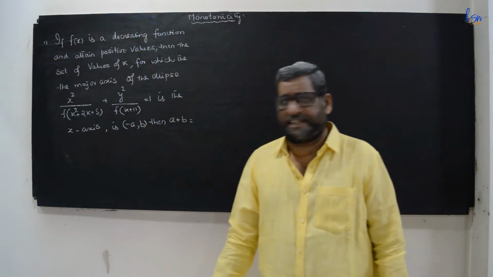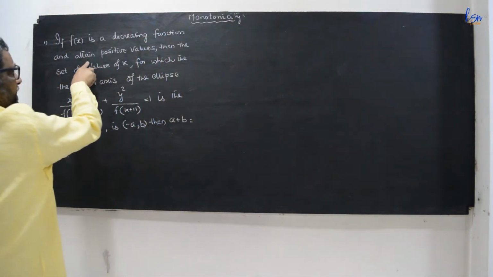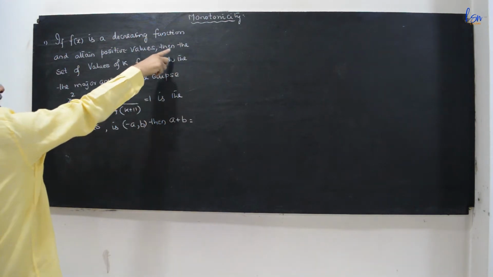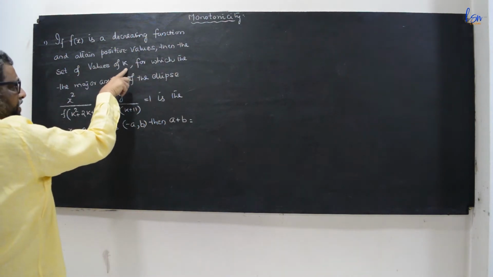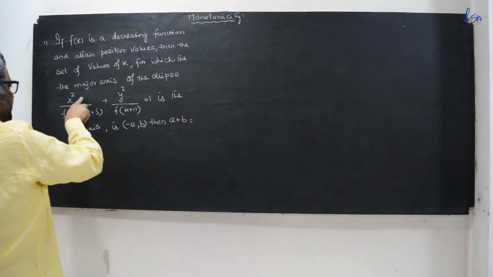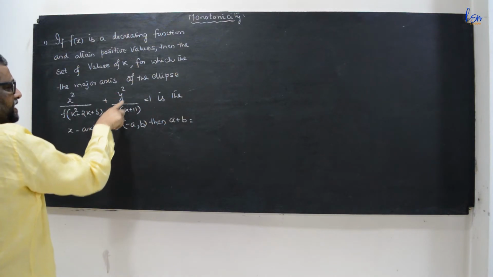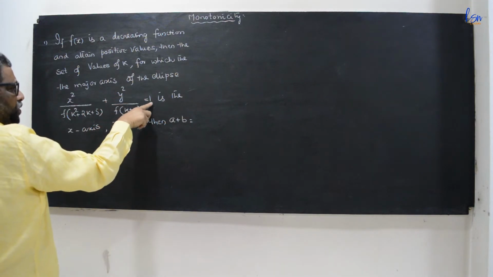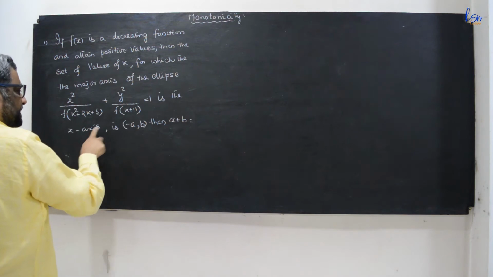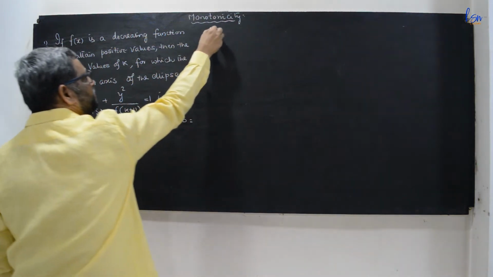The first question is: if f(x) is a decreasing function attaining positive values, then the set of values of k for which the major axis of the ellipse x²/(f(k²+2k+5)) + y²/(f(k+11)) = 1 is the x-axis is (-a, b), then a + b equals.